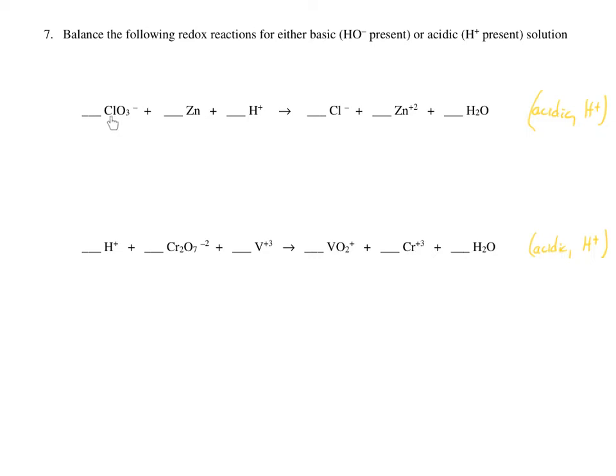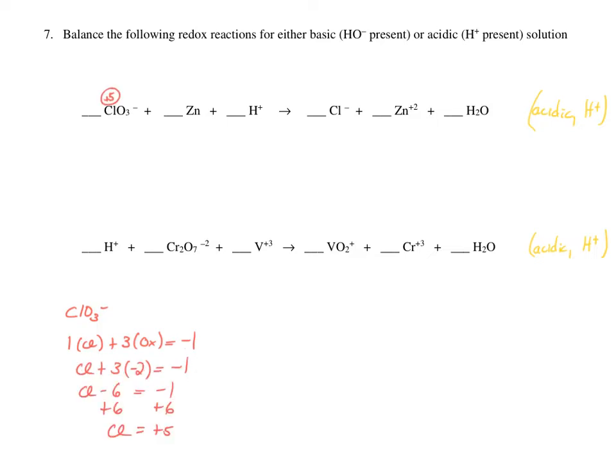In the first problem, we're going to look at chlorine and chlorate and chlorine and chloride, as well as zinc and zinc. Now we're going to figure out the chlorate down here. We see 1 times the oxidation number of chlorine plus 3 times the oxidation number of oxygen has to equal the net charge. And the net charge here is -1 because this is an ion. And we've determined the oxidation number of chlorine in this ion is +5.